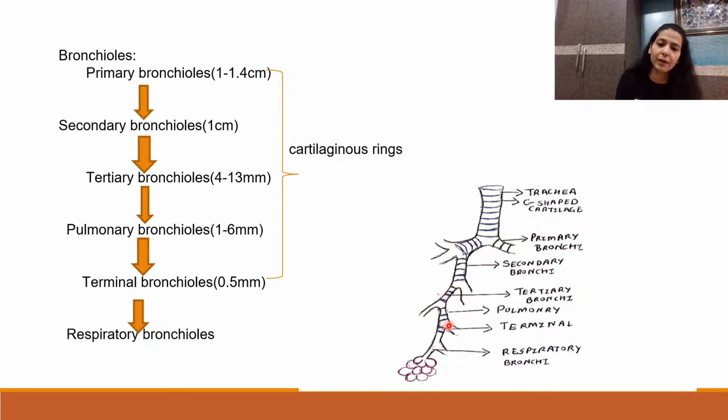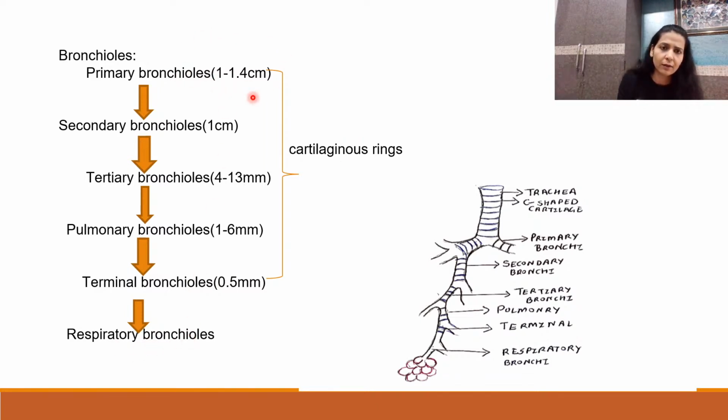Tertiary bronchi bifurcates into pulmonary bronchioles. Pulmonary bronchioles bifurcate into terminal bronchioles. Terminal bronchioles finally bifurcate and form a cluster of respiratory bronchioles. Can you see at the level of respiratory bronchioles there is no cartilage ring, whereas on all the others, right from primary bronchi till terminal bronchioles, I've shown cartilage rings. Is that clear? Here everywhere you will have cartilage rings except the last part, respiratory bronchioles will not have.